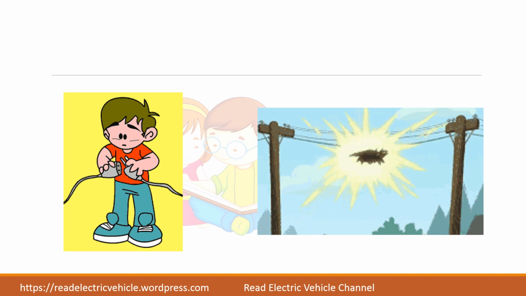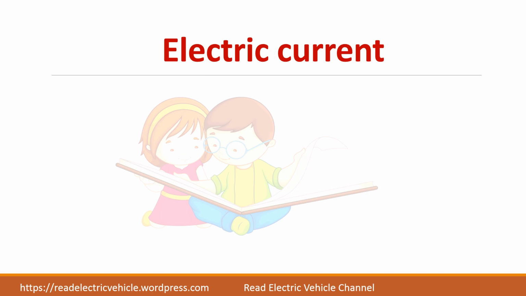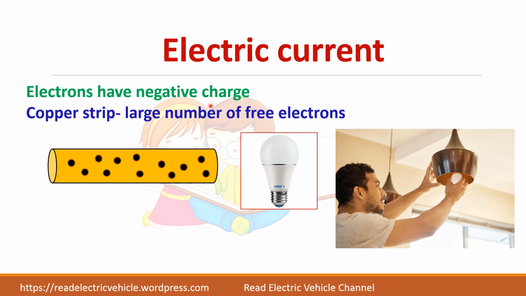Next, let us see about electric current. Now, let me consider the bulb. If I want to make this bulb glow, I have to connect it in the circuit and switch on the voltage supply. So, in that case, current will flow and the light will glow. Now, let us see how this happens. We all know the electrons have negative charge. Now, I am taking a copper strip which has a large number of free electrons. So, these free electrons will be moving in random directions.